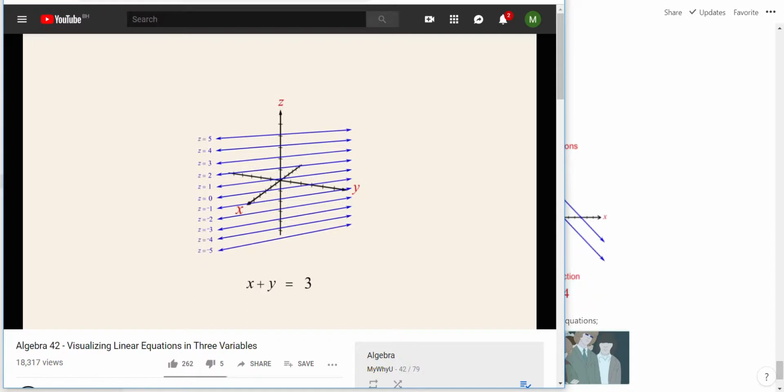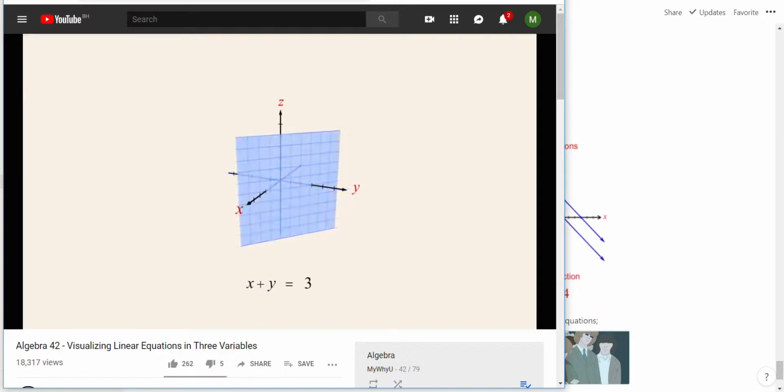There are an infinite number of lines like this, one line for every possible value of z. Since z can be any real number, all these lines together create a plane. Each point in this plane corresponds to a solution of the linear equation x plus y equals 3.